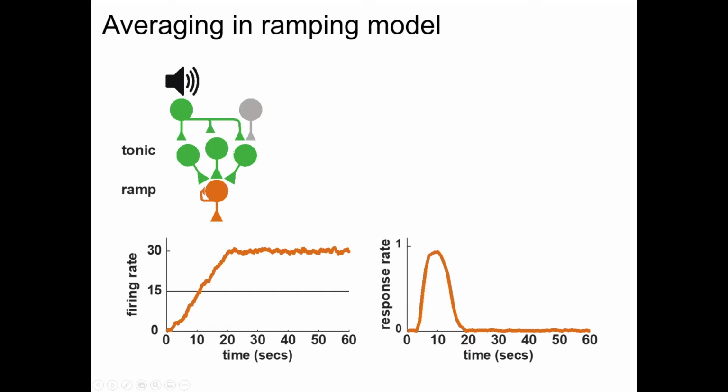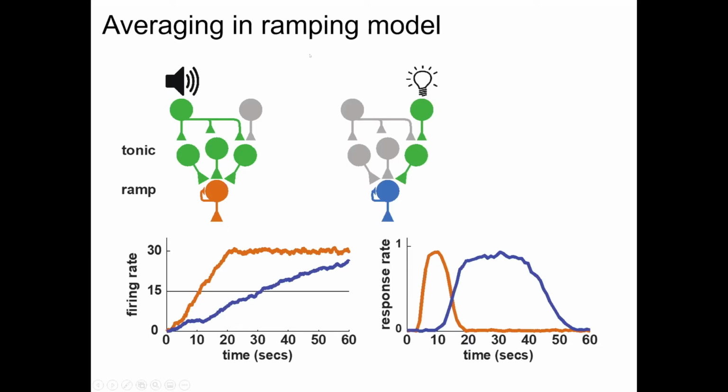Present the tone, we get 3 tonic neurons active. So we'll get a steep slope out of a ramping neuron, and now simulating behavior in the model, we'll get responding around 10 seconds. In contrast, when we present the light, this neuron activates 1 tonic neuron, we'll get a shallow slope and responding over 30 seconds.